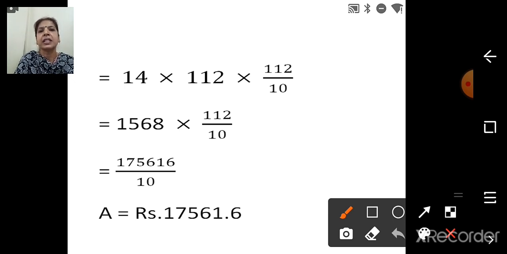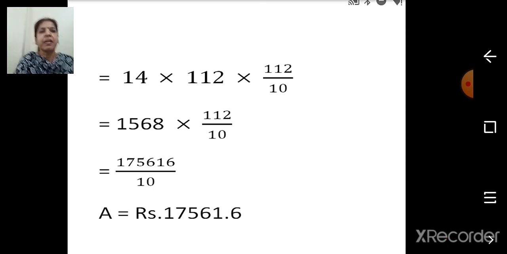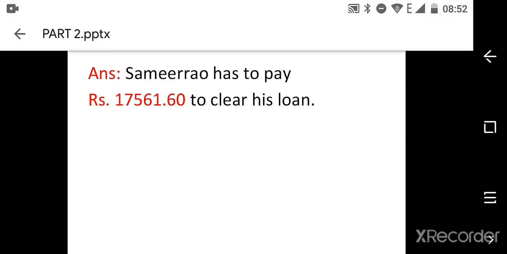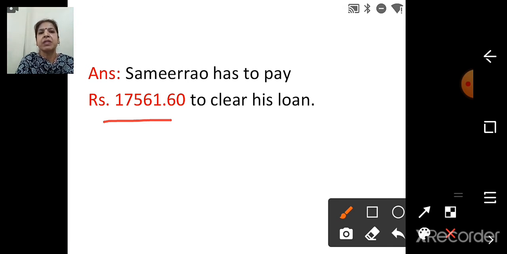And here they have asked us how much amount he has to pay, that is, how much he has to pay to clear his dues. So here there is no need to find the interest. We only have to stop here at the amount. But as it is a word problem, we have to answer in a statement. So this is the answer: Sammi Rao has to pay rupees 17,561.60 to clear his loan. Because always remember, in rupees we write 2 digits after the decimal. It was given 6, so 0.60. So this is the answer.